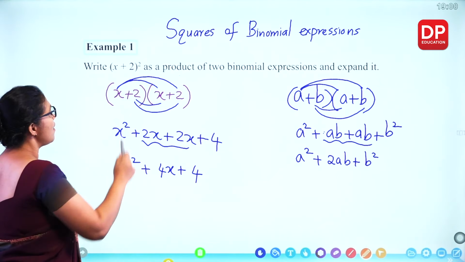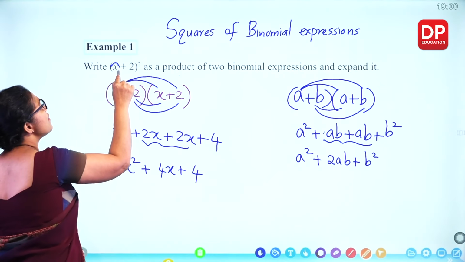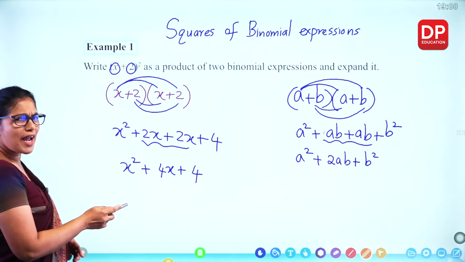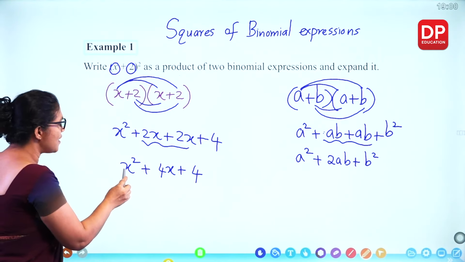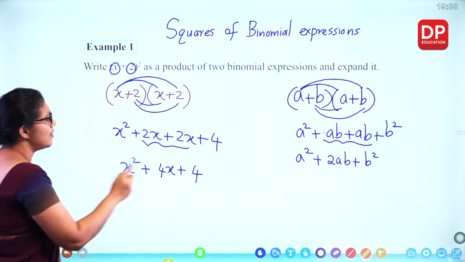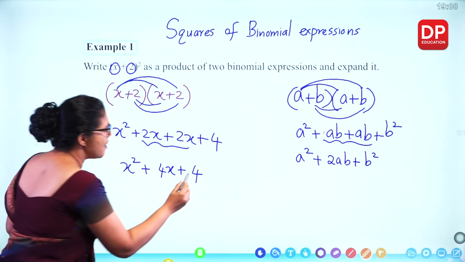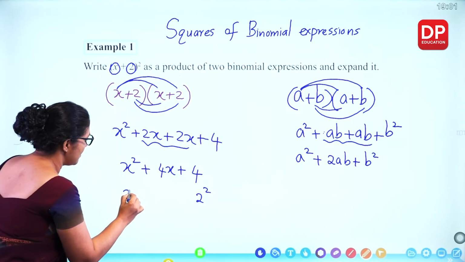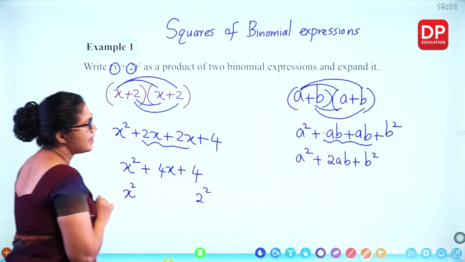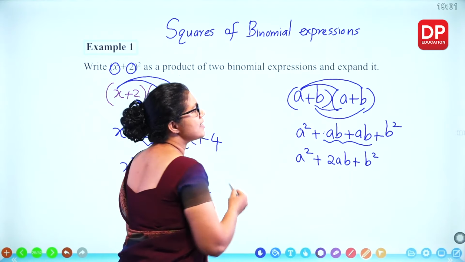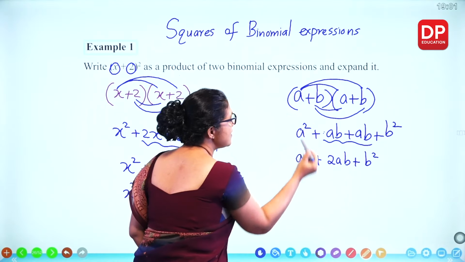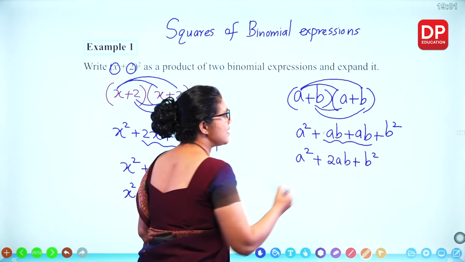So here, this is the first term and this is the second term. So what can you observe here? First term squared. What about the last term? I can rewrite this 4 as 2 squared. And here, when we are getting letters, you can easily see this is a squared and this is b squared.